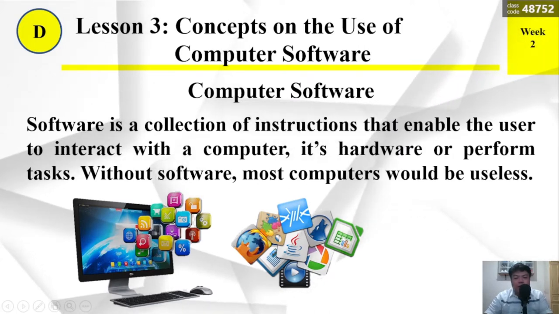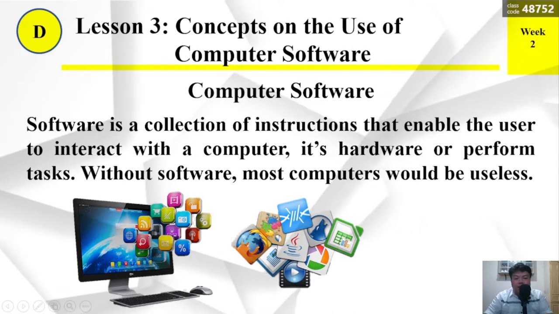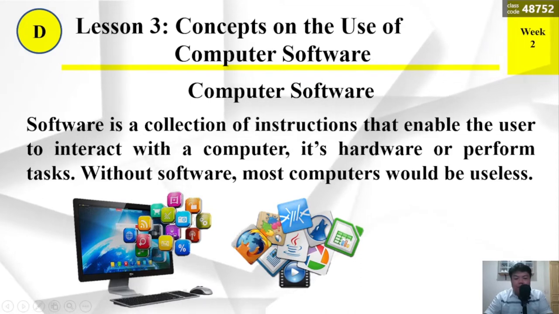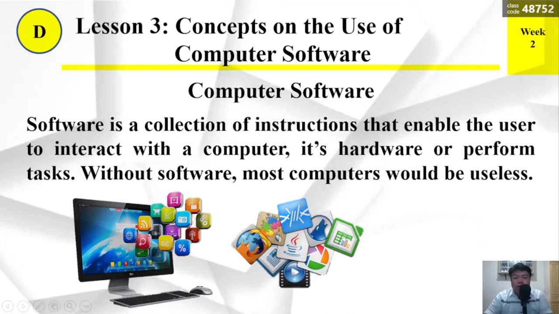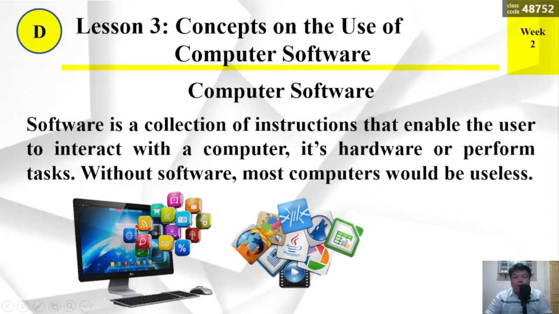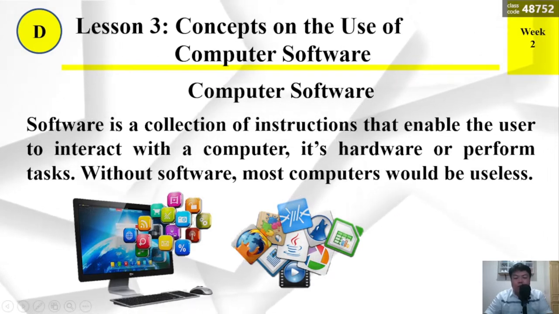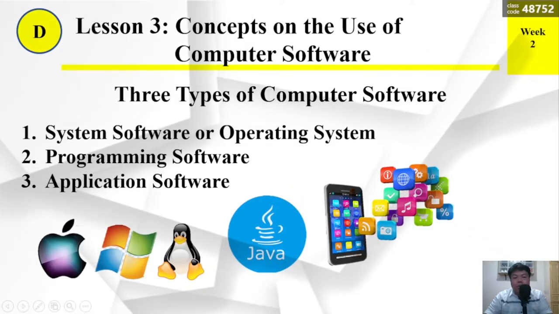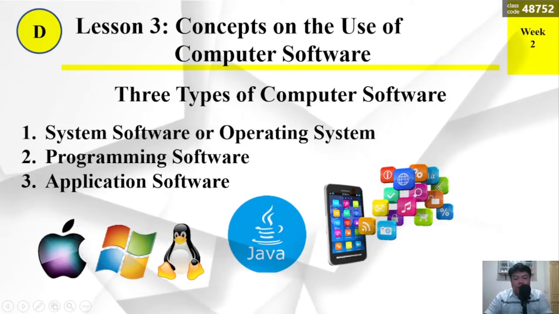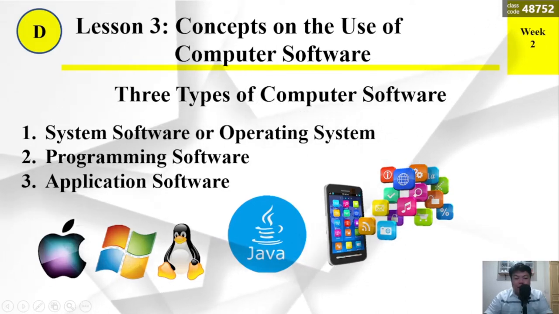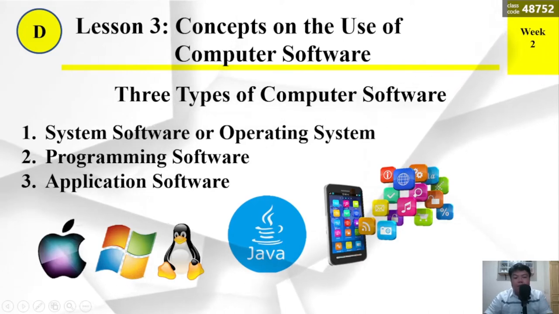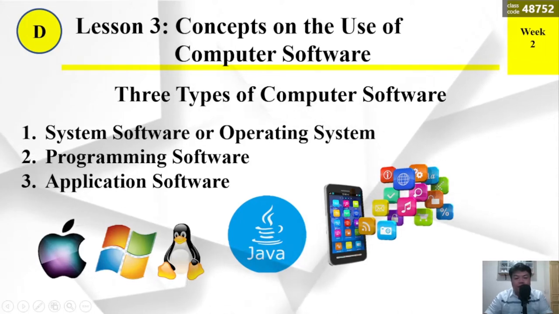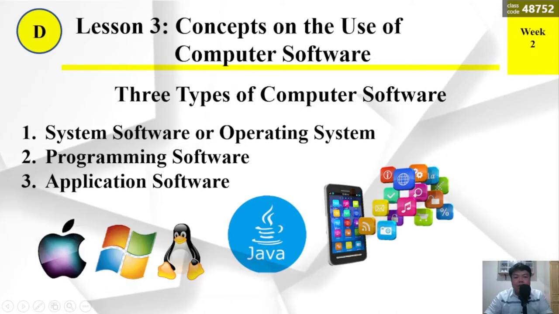Computer software. Software is a collection of instructions that enable the user to interact with a computer, its hardware, or perform tasks. Without software, most computers would be useless. Three types of computer software. 1. We have system software or operating system. 2. We have programming software. 3. We have application software.